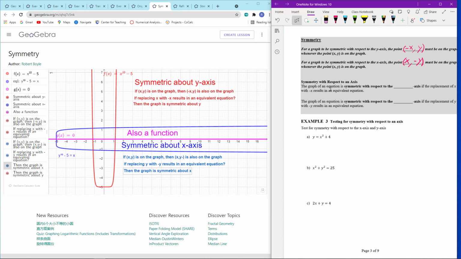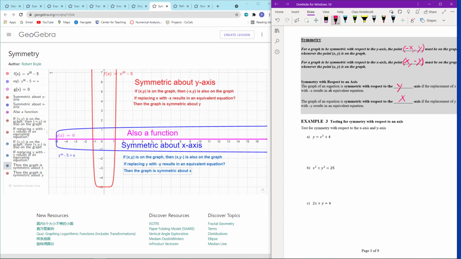All right, and now for a graph of an equation. A graph of an equation is symmetric to the y-axis if the replacement of an x with negative x results in an equivalent equation. Furthermore, a graph of an equation is symmetric with the x-axis if the replacement of y with negative y results in an equivalent equation. And here we have some examples.